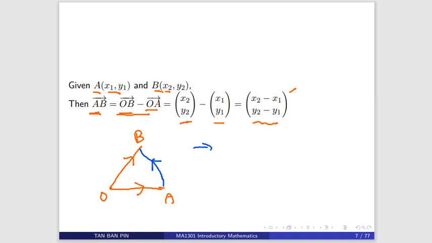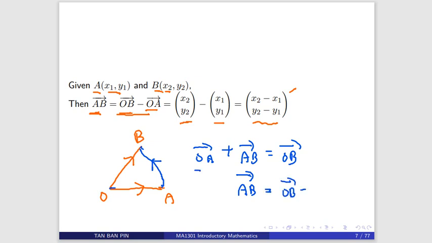You start from OA. If you add AB, it is vector OB, right? So you start with O, you go to A, which is vector OA, then plus vector AB is the same as vector OB. So with that you can bring the term vector OA to the right hand side. So vector AB is vector OB minus vector OA.